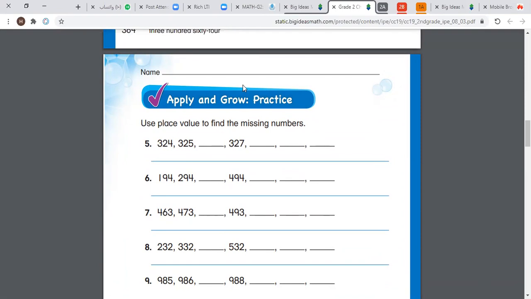Let's find who can answer. I choose now this super boy whose name is Abdurrahman Omar. Abdurrahman, how are you? Fine, thank you. Here 324, 325. What's the number?